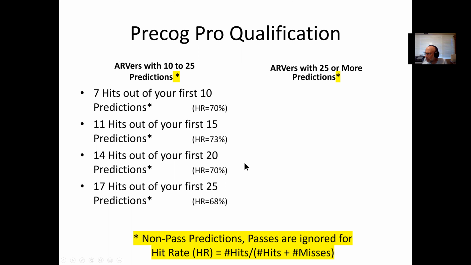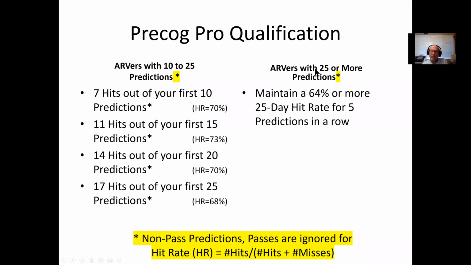I don't recognize your names, so I know some of you are indeed newbies. Now, what about people who don't make it in their first 25? We hope you will stay and keep trying to learn. We have people that have hundreds and hundreds of predictions doing this, and they eventually become Precog Pros. I'll show you an example of that.